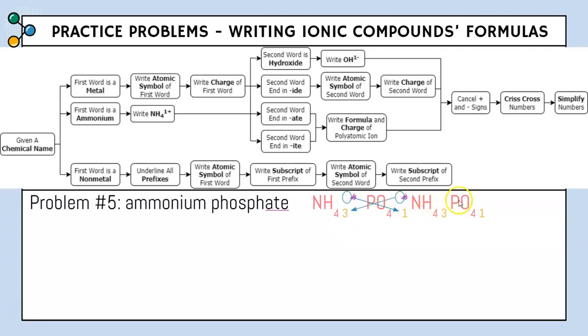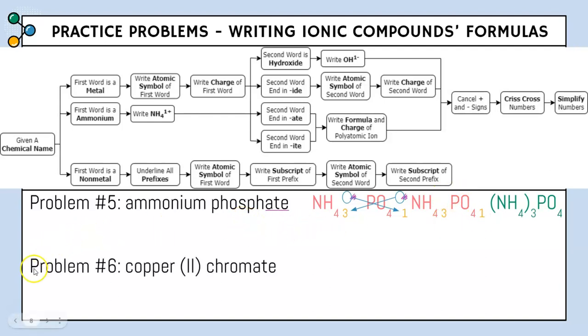So we have NH4, 3, PO4, 1, and lastly simplify. We can't simplify 3 and 1 down any further, but see how we have a 3 after this polyatomic ion here? We have to put parentheses around NH4, but not PO4 because it's a 1. So with that idea, go ahead and do problem 6 on your own. Pause the video, and when you have your answer, press play.